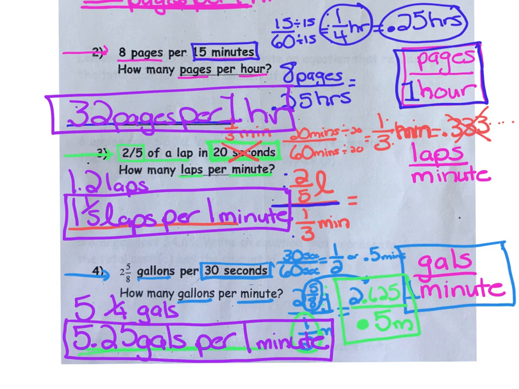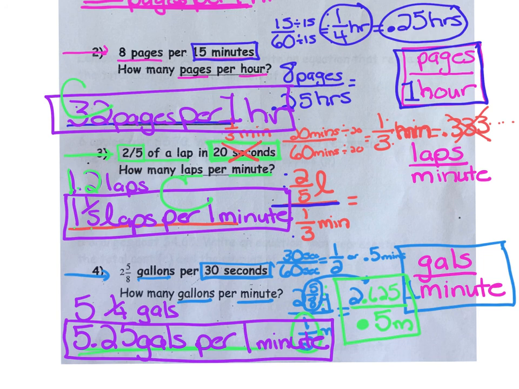The correct answers are given to you in purple. Number 2, 32 pages per 1 hour. Give yourself a C. Number 3, 1 1/5 laps per minute, or 1.2 laps. Give yourself a C if that's correct.